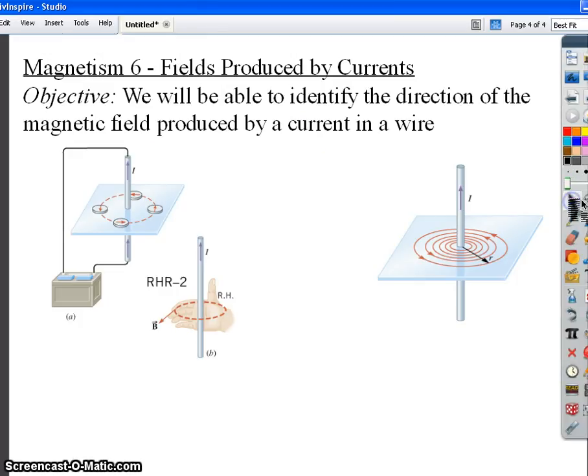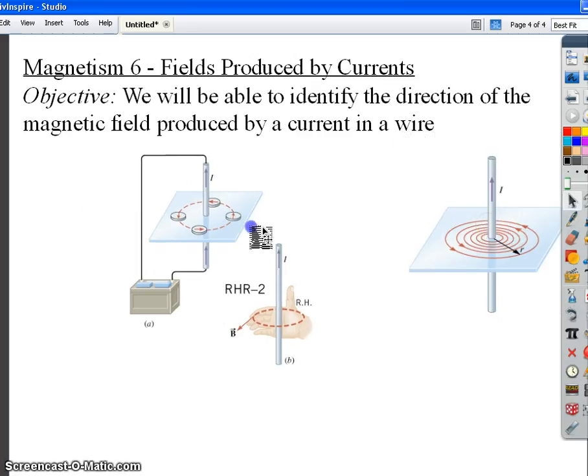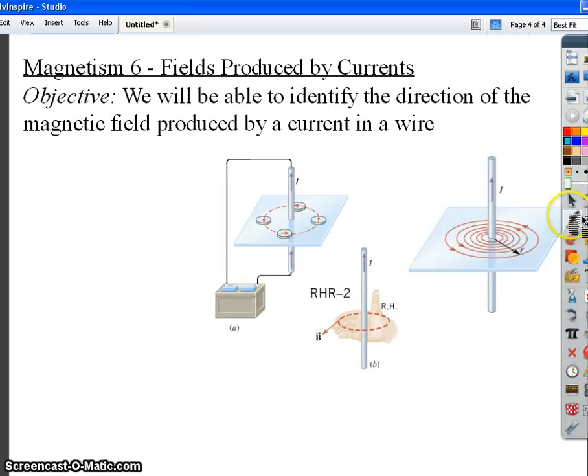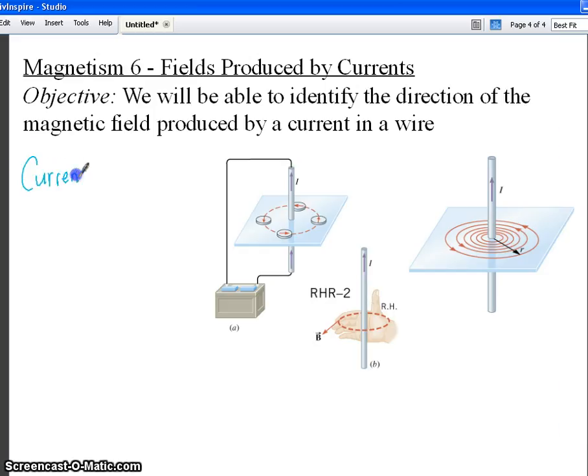What I'm saying here implies something. When there is a current in a wire, a magnetic field is produced. So let's think about this now.